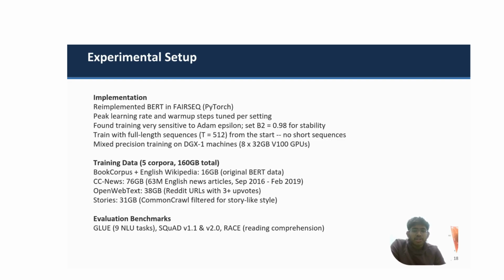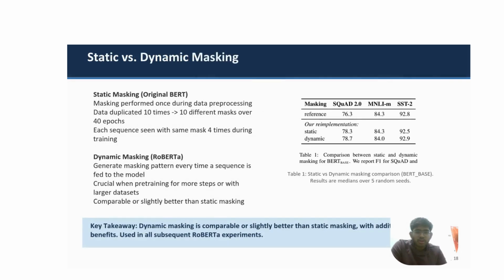Additionally, they used much larger datasets, around 100 GB of text compared to BERT's original 10 GB dataset. This large-scale setup allowed the model to learn richer representations.